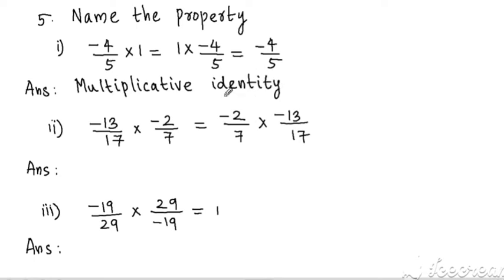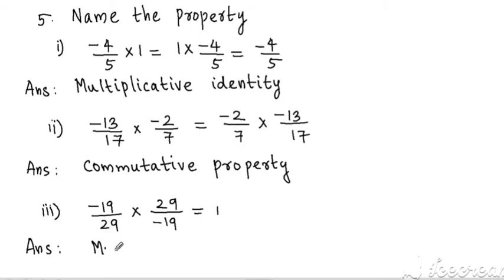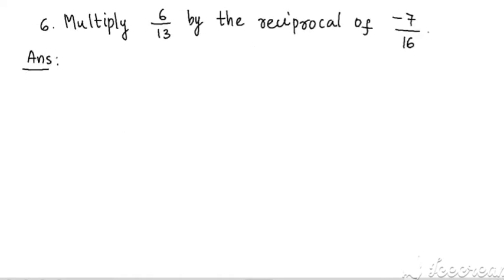Then look at the second problem. In the second problem, you can see the numbers are the same, but their order is changed. If you change the order of numbers, that property is the commutative property. Commutative property is true in case of addition and multiplication. So this is the commutative property of multiplication. And in the next problem, you can see two numbers are multiplied and you have obtained 1. So that should be the multiplicative inverse property, because the operation is multiplication, and if you multiply two numbers and obtain 1, that should be inverse. So, multiplicative inverse.